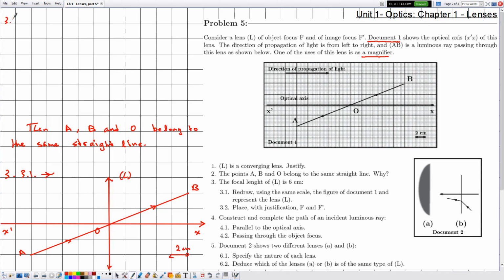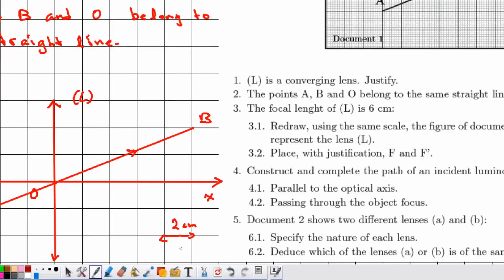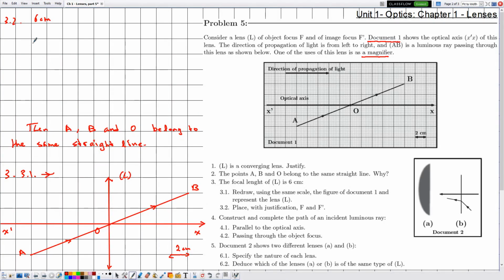Now in 3.2 they are telling me to place, with justification, F and F prime. So we need to locate the object focus F and the image focus F prime on the optical system. We can do so by knowing the focal length, which here is 6 centimeters, and dividing by the scale along which we are putting data, the scale along the x-axis. This will give me 3 divisions.